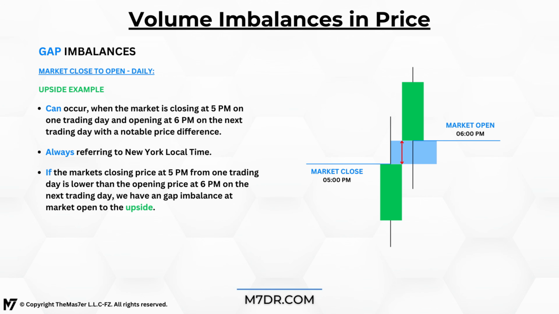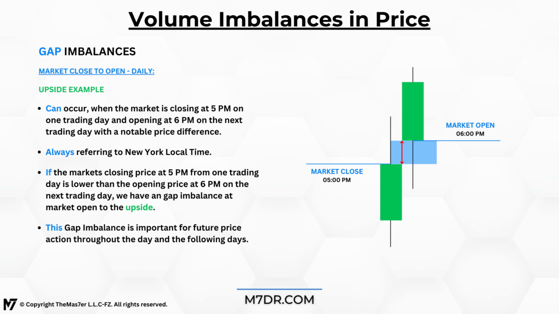If the market's closing price at 5 p.m. from one trading day is lower than the opening price from the candle at 6 p.m. on the next trading day, we have a gap imbalance at market open to the upside. This gap imbalance between market close and market open is important for future price action throughout the day and the following days as well. It is highly recommended to mark them out on your chart.